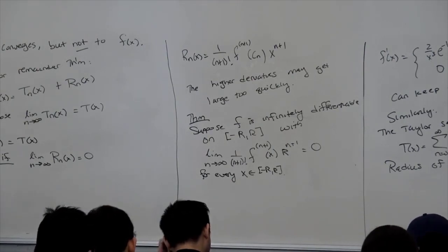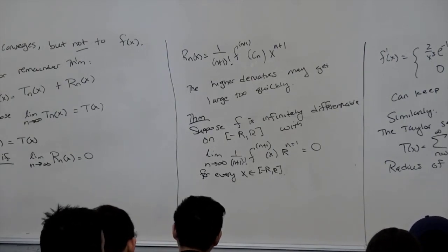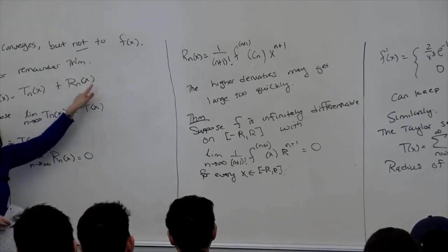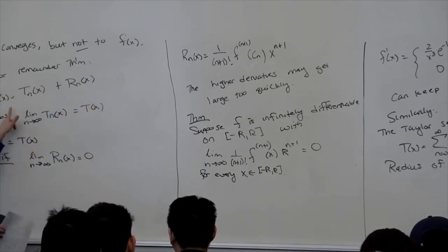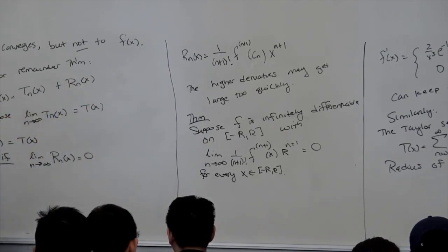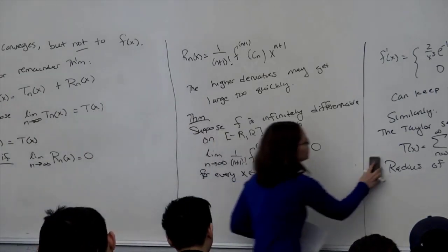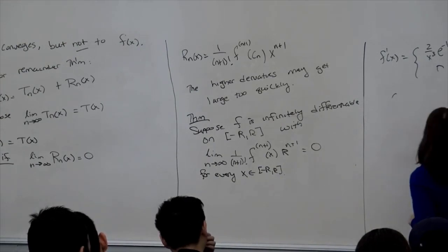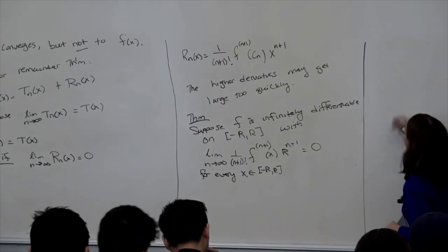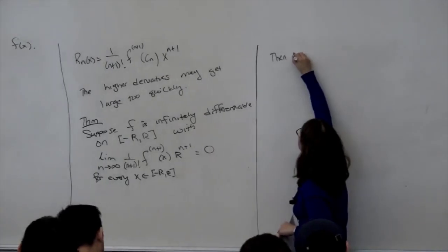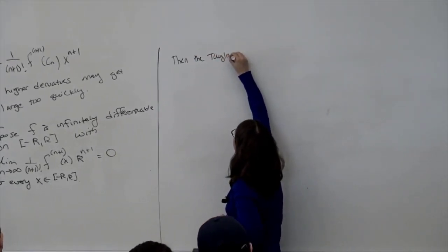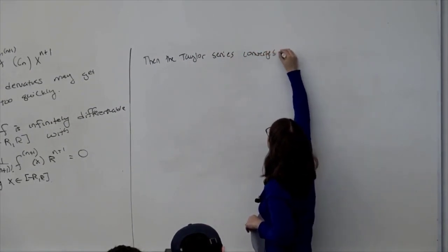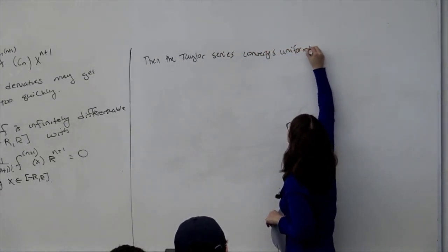if this condition holds, now suddenly we're in business. Now if this condition holds, suddenly this remainder term is going to go to 0 as we take more and more terms, which means indeed our Taylor series will recover our actual function. So if all of this holds, then the Taylor series will converge uniformly to the thing that we actually want.